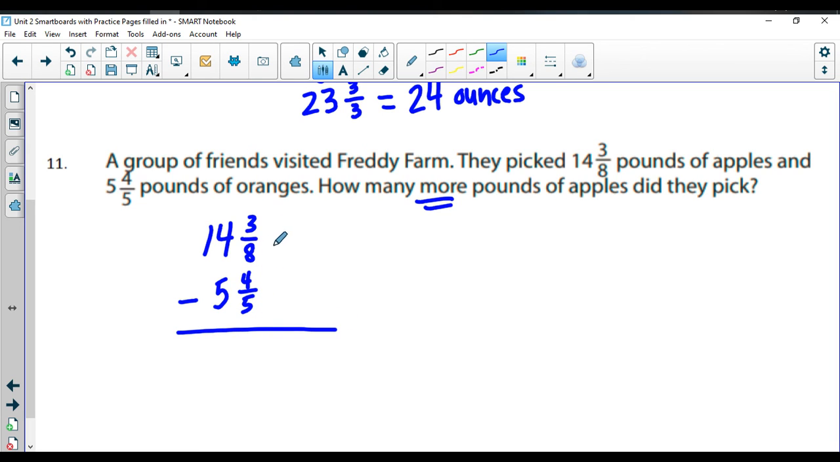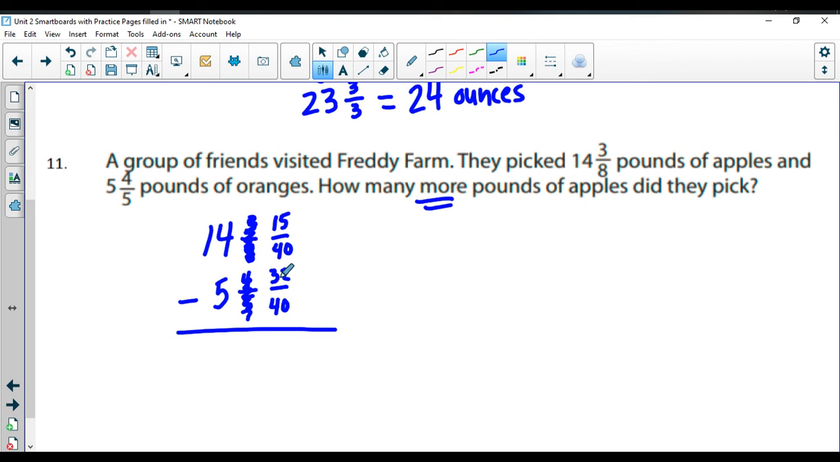And we need to create some common denominators here. So if I have an 8 and a 5, least common denominator is going to be 40. That's a big one to work with. 8 times 5, so 3 times 5. I'm going to cross off the old one. 5 times 8, 4 times 8. Cross off the old one.